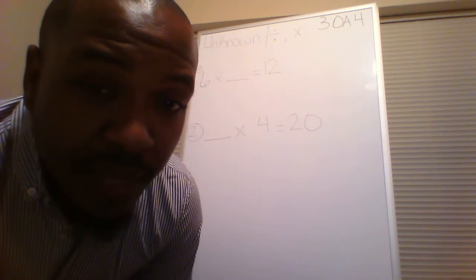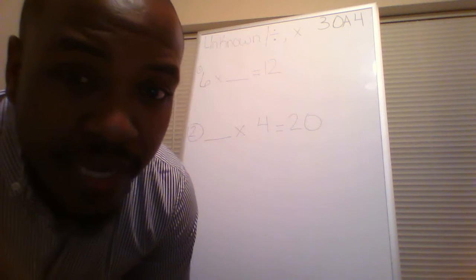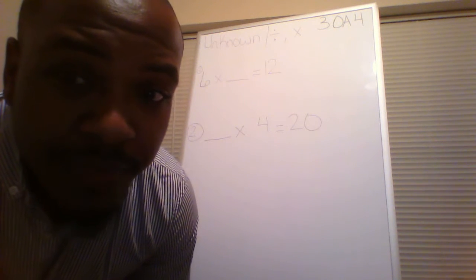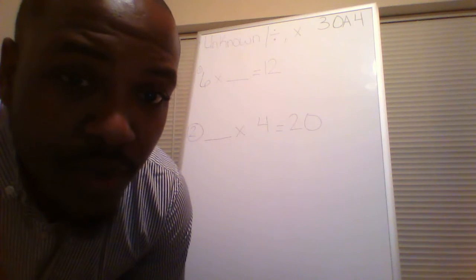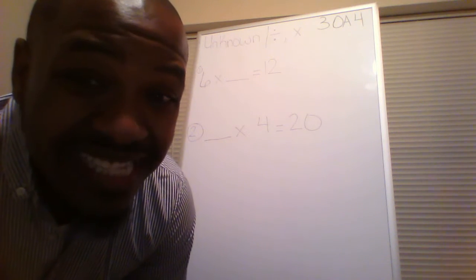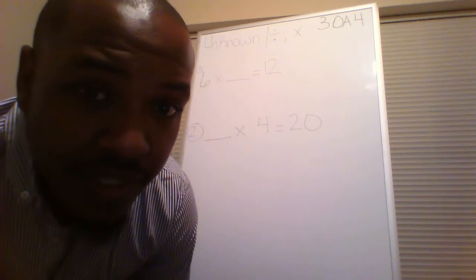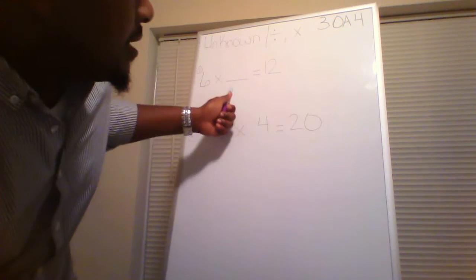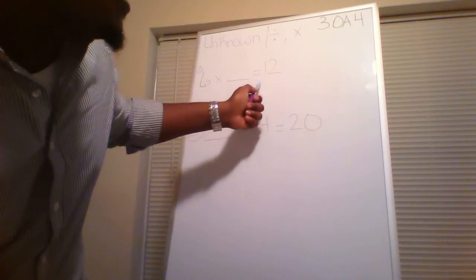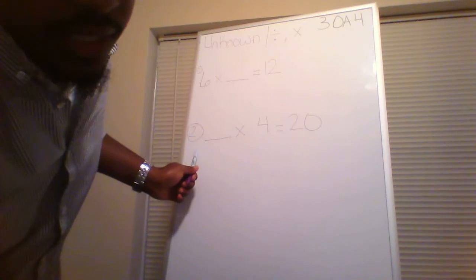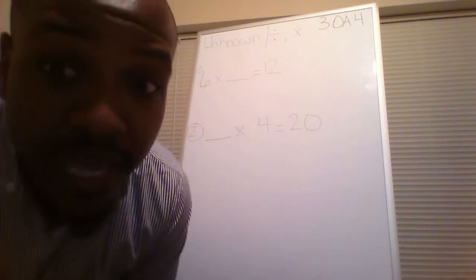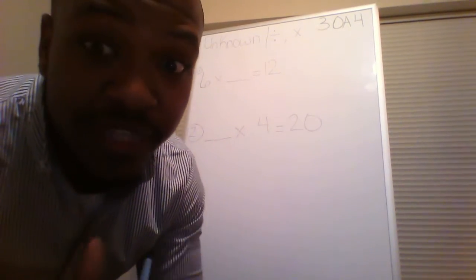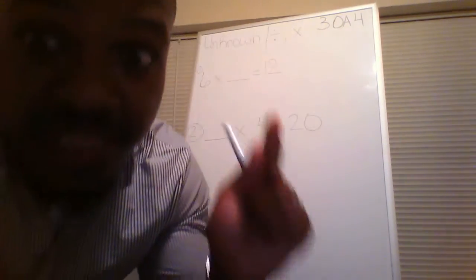So now I'm going to ask you to go ahead and write. I want you to pause the video and write number 1 and number 2 on your paper so that yours looks exactly like mine. So you're going to write 6 times the unknown equals 12, and then number 2, you're going to write the unknown times 4 equals 20. Go ahead and pause the video.